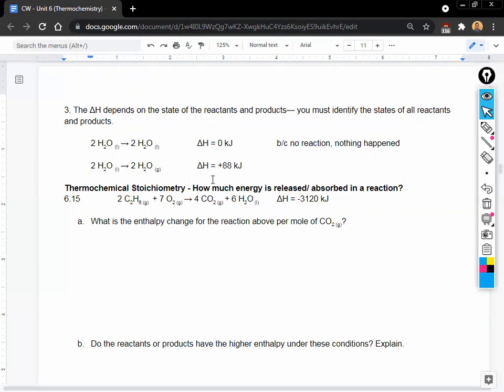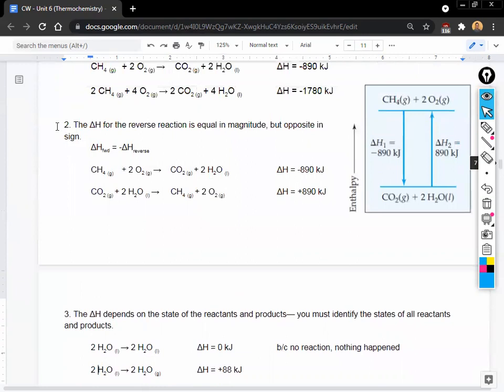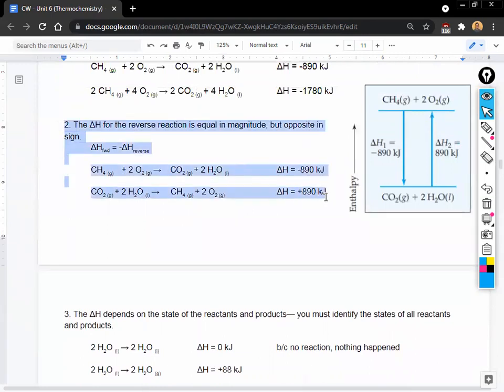Again, you don't need to memorize all that. I'd say the biggest thing is this one right here. This is the concept that's going to help you the most on the test. Just knowing that it's the same value, but just opposite in sign when we go backwards and forwards in a reaction. Okay.